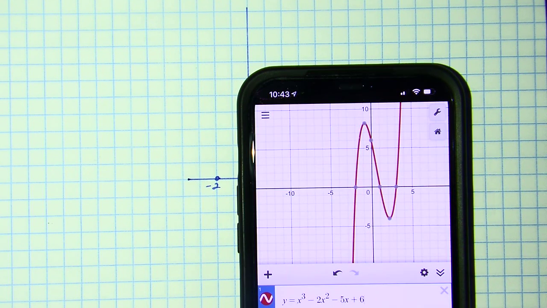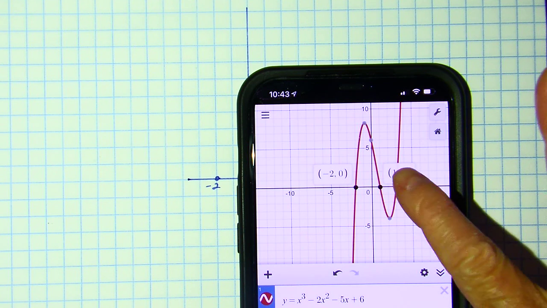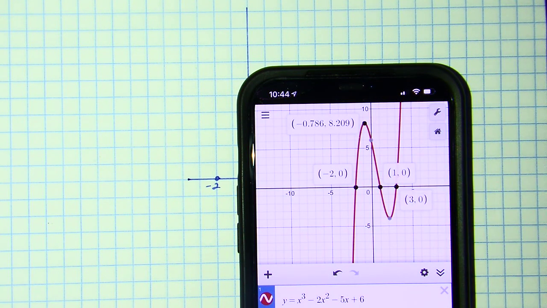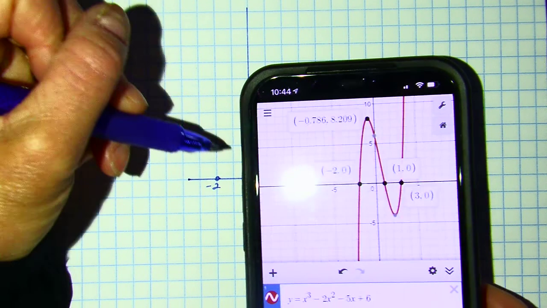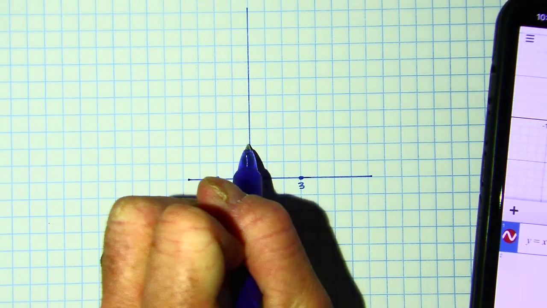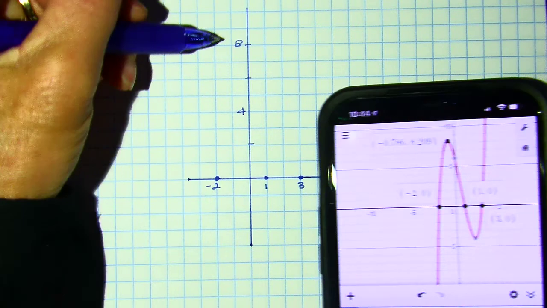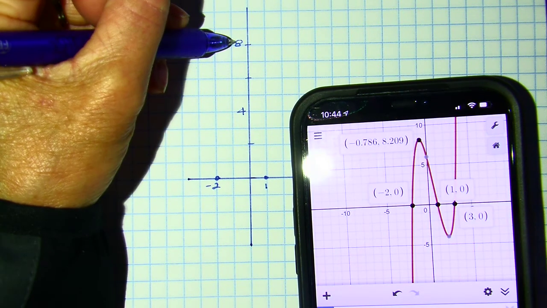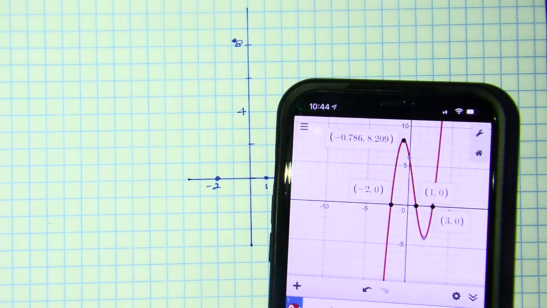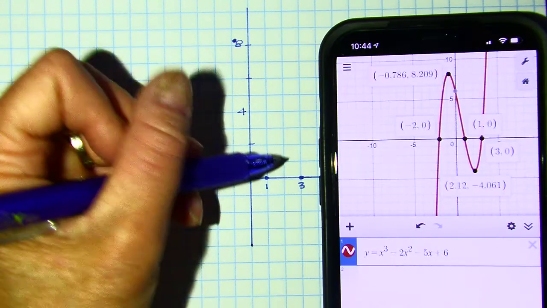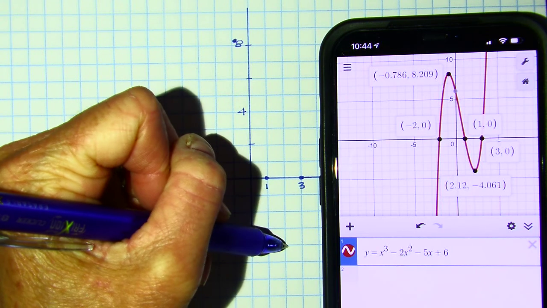So here's my graph, and it confirms, if you touch on these dots, I have x-intercepts at -2, at 1, and at 3. Now this peak up here is called a maximum, and it looks like at -0.78, and 8. So I'm going to plot that point. It's less than 1, but above. I'm going to put it here. And then I have my minimum at 2.1 and -4.1.